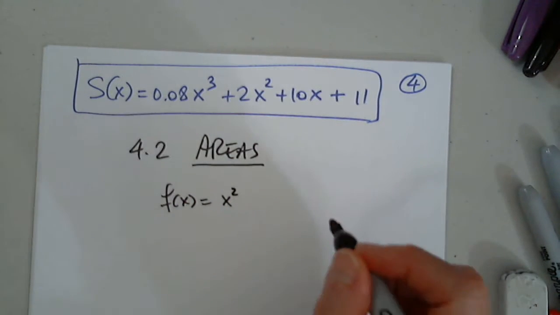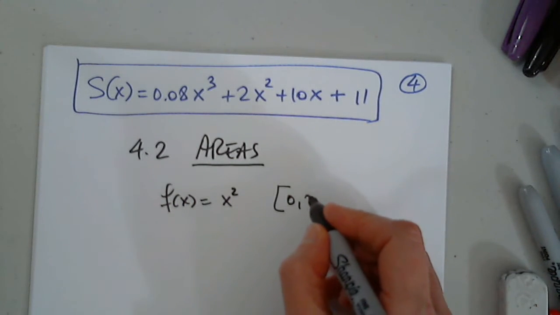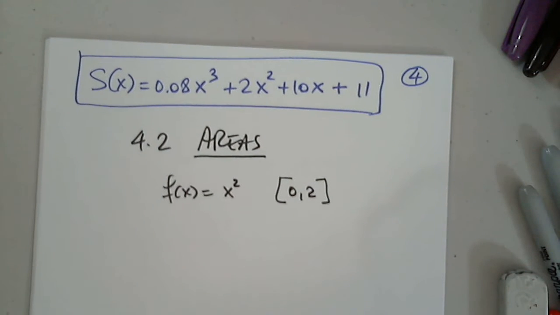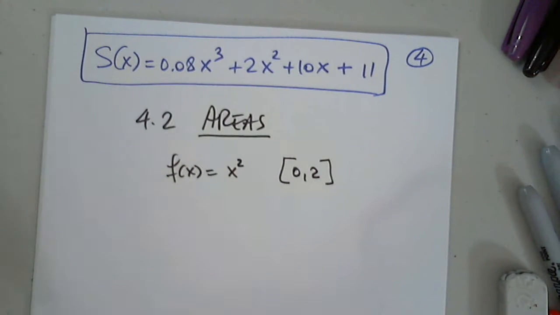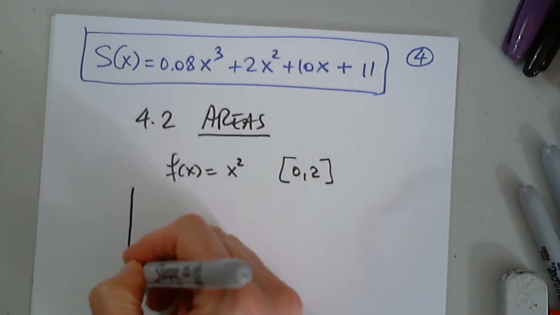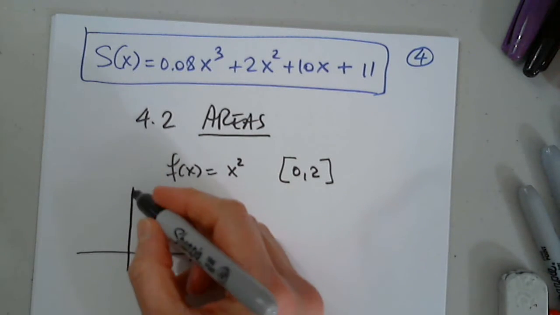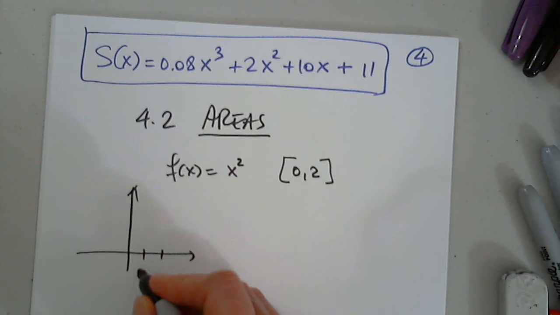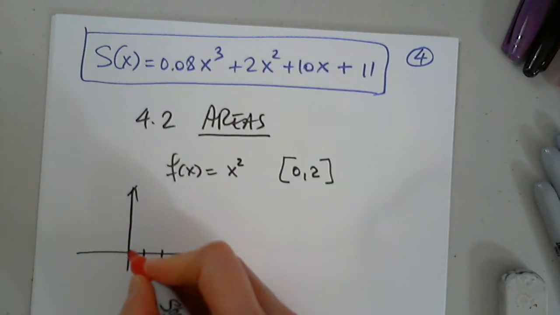Like x squared, let's say on the interval 0, 2. Can anyone refresh our memory on what type of function is that? Quadratic. Excellent. It's the simplest possible quadratic function. It has the vertex at the origin. When x is 0, y is 0.